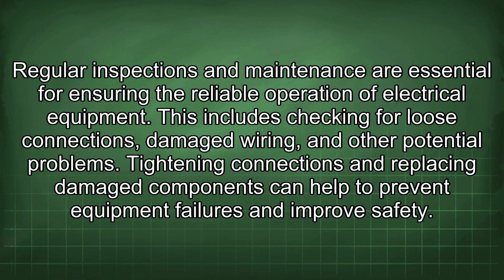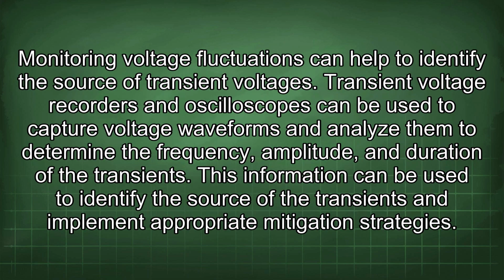Regular inspections and maintenance are essential for ensuring the reliable operation of electrical equipment. This includes checking for loose connections, damaged wiring, and other potential problems. Tightening connections and replacing damaged components can help to prevent equipment failures and improve safety. Monitoring voltage fluctuations can help to identify the source of transient voltages.